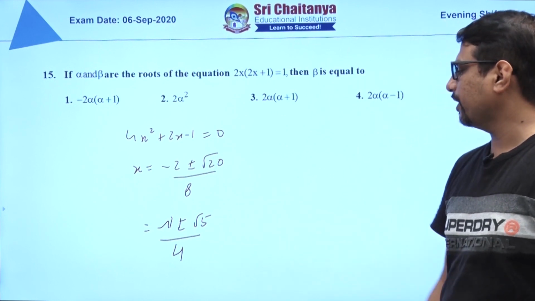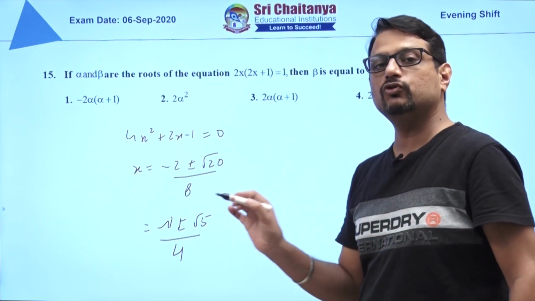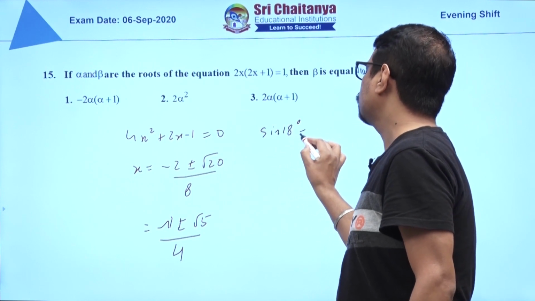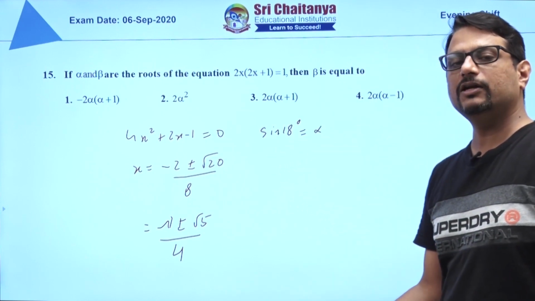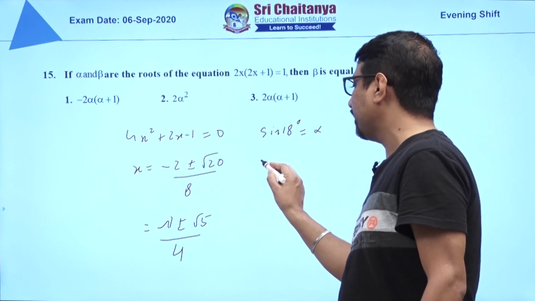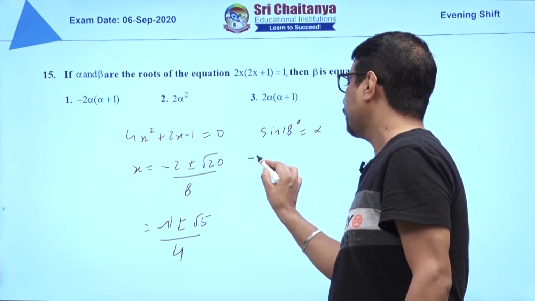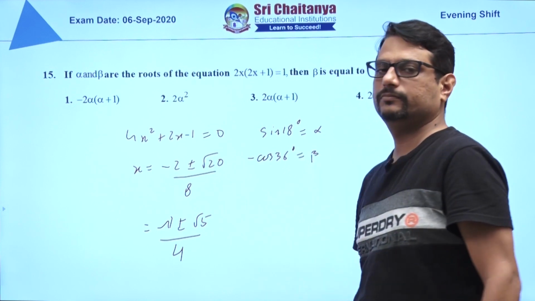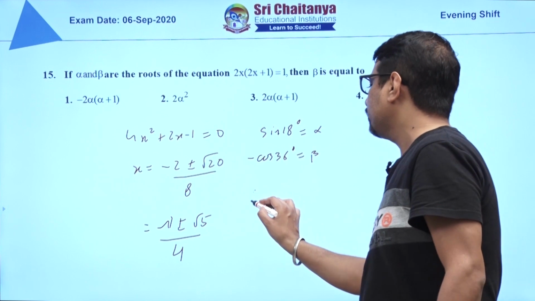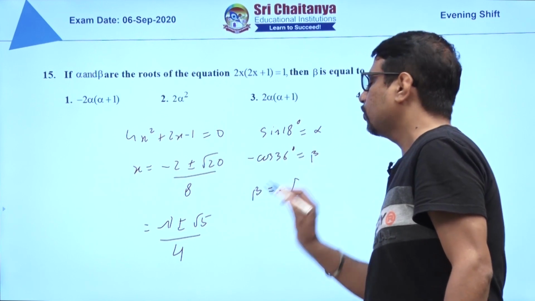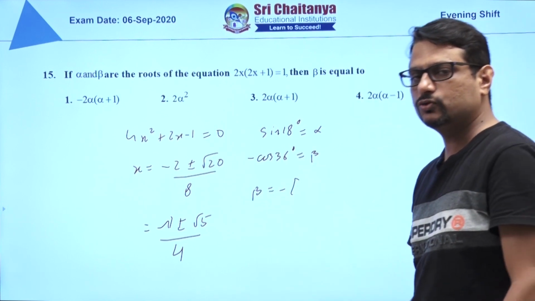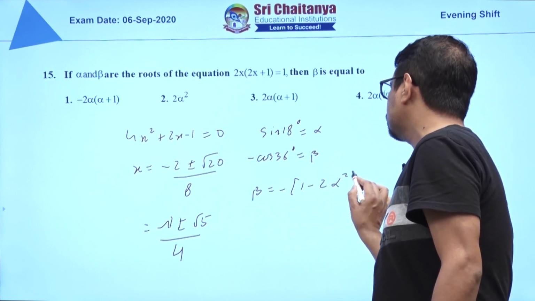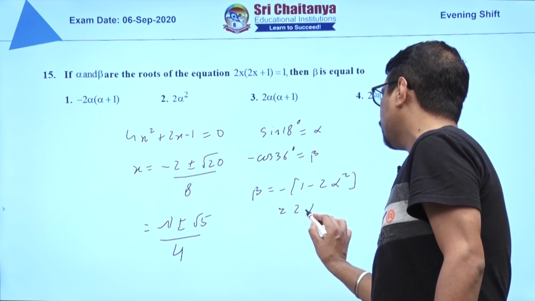So minus 1 plus root 5 by 4 is nothing but sine 18 degree. Let us call it alpha. And minus 1 minus root 5 by 4 is minus of cos 36 degree. So let us call minus cos 36 degree as beta. To write beta in terms of alpha, I will write beta is equal to minus of cos 36 degree, which can be written as 1 minus 2 sin square 18 degree.